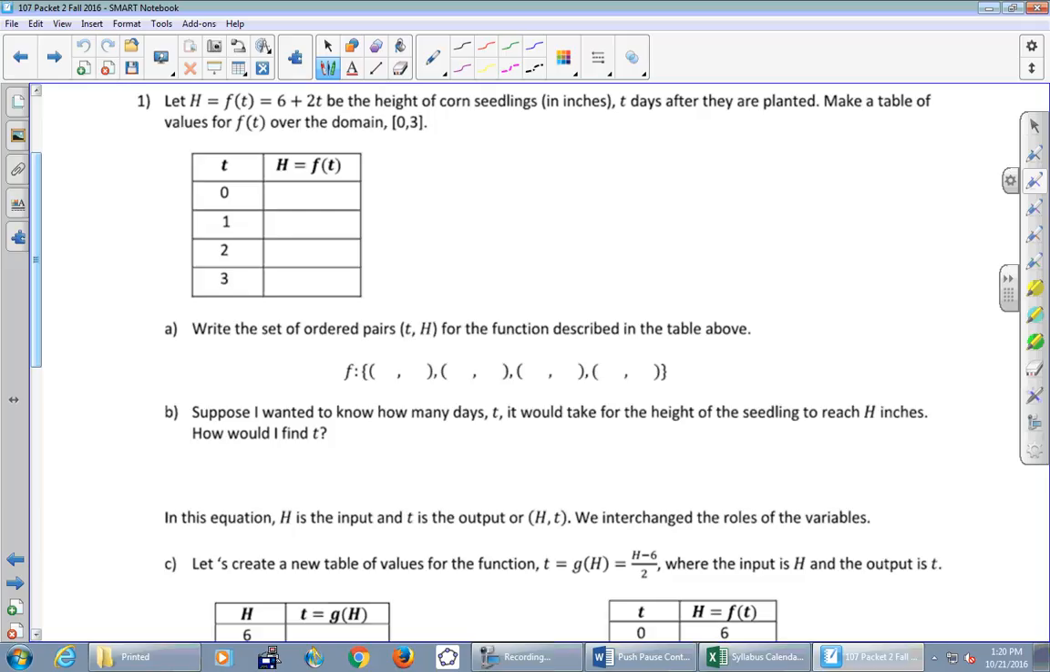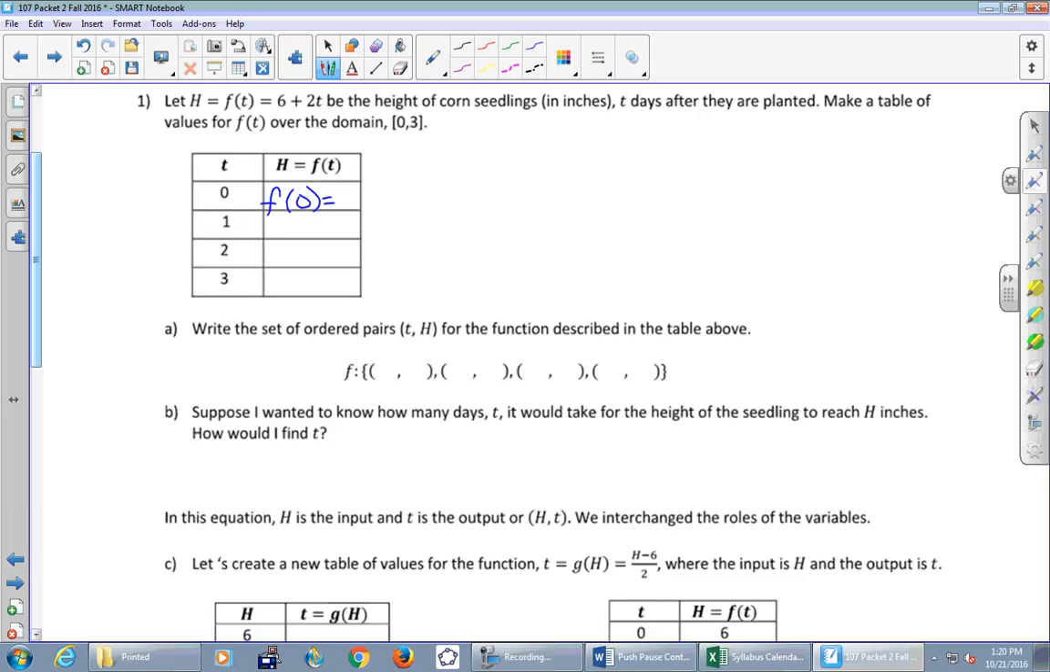That formula is going to be the height, that's the h, of corn seedlings in inches t days after they are planted. T days after they are planted, that formula gives you the height in inches of this thing that starts as a seed. So we'll make a table of values for that function. If we plug 0 in, I'm just going to write this one time here, but f of 0 is how much?